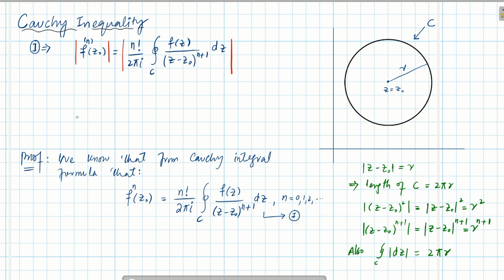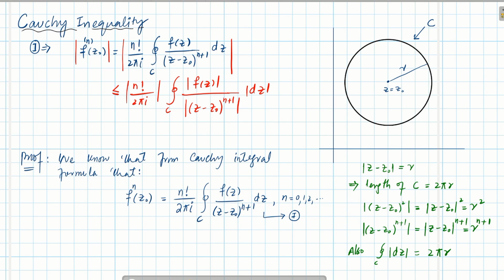Got it? Okay, now we can say that the right hand side must be less than or equal to n factorial over mod of 2 pi iota, and then the integral along C of mod of f of z over mod of (z minus z naught) whole power n plus 1 into mod of dz. Got it?